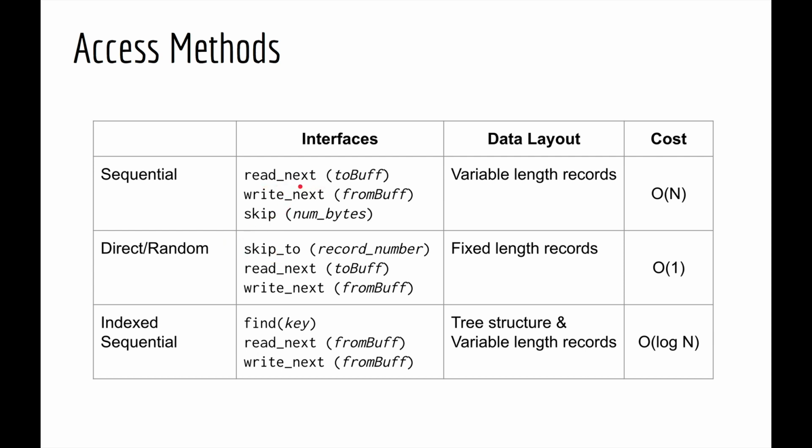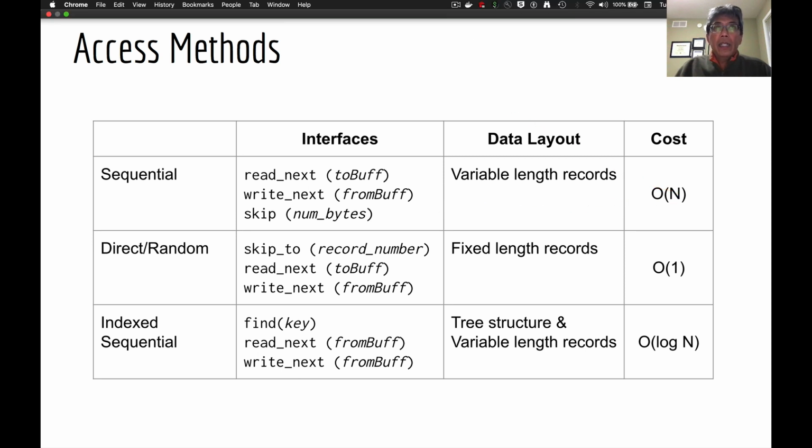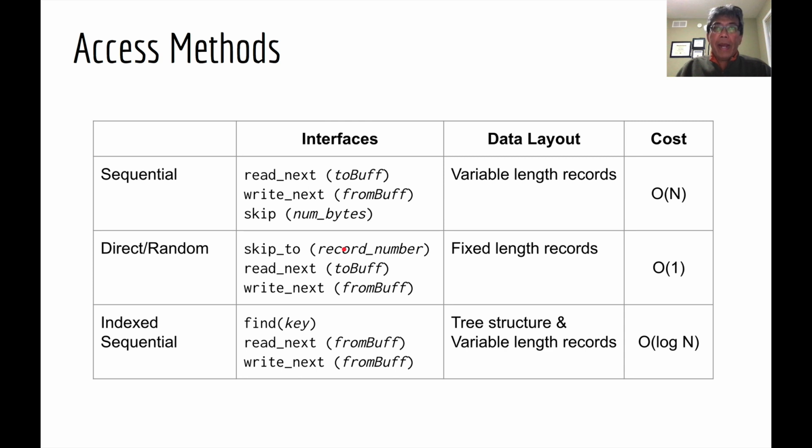The sequential access method usually works with variable length records, and its skip operation to move the file pointer operates in O(N). The direct or random access method works when each record has fixed size. Its skip to function sets the file pointer to a specific record number, and it operates in O(1). By combining the indexing technique, we can improve search operation to files with variable length records. Its find function operates in O(log n).